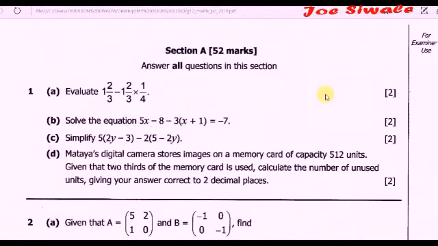So this is the past paper that came in 2014 for mathematics, and in this video I'm going to share with you the solutions for question 1.